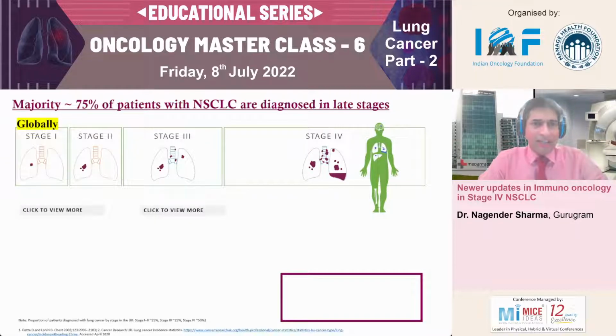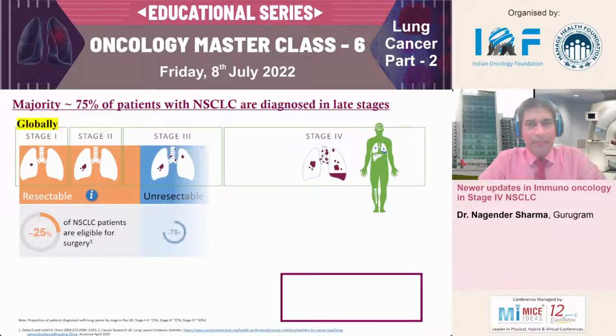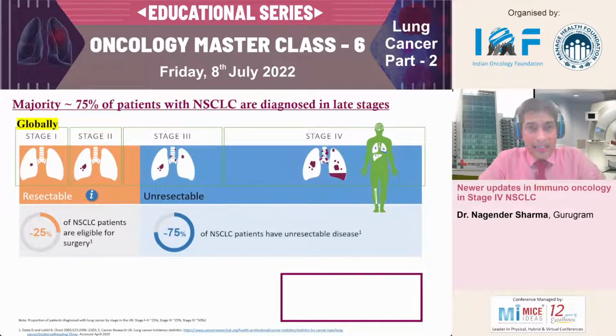So majority, 75% of the patients with NSCLC are diagnosed in late stages. Globally, lung cancer is divided into 4 stages, and only up to stage 1, 2, and partially stage 3 or 3B will be resectable. That is, only 25% of the NSCLC are eligible for surgery. 75%, that means 3/4 of the lung cancer patients in the NSCLC subset are unresectable upfront.